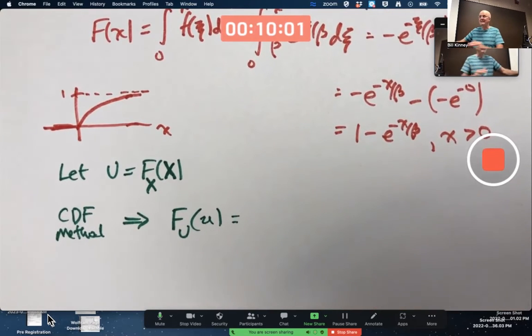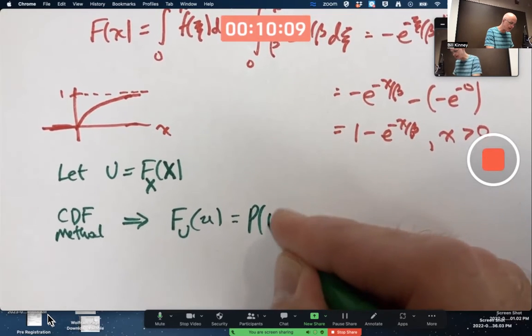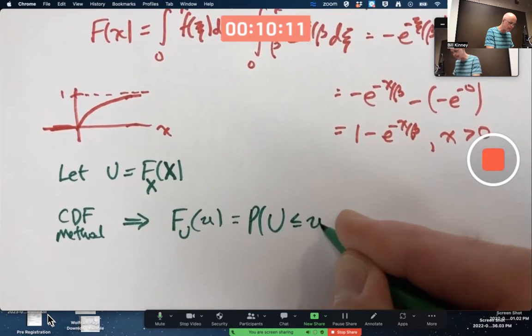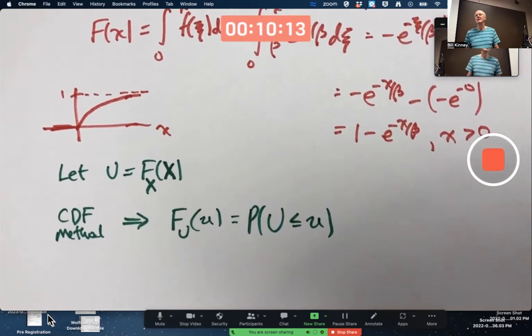As always, I've said this 5, 6, 7, 8 times. The CDF of any random variable, discrete or continuous, is the probability that that random variable is less than or equal to the given number. Always, always, always.